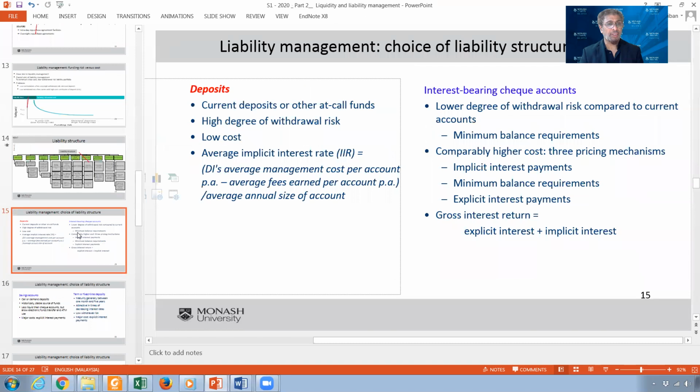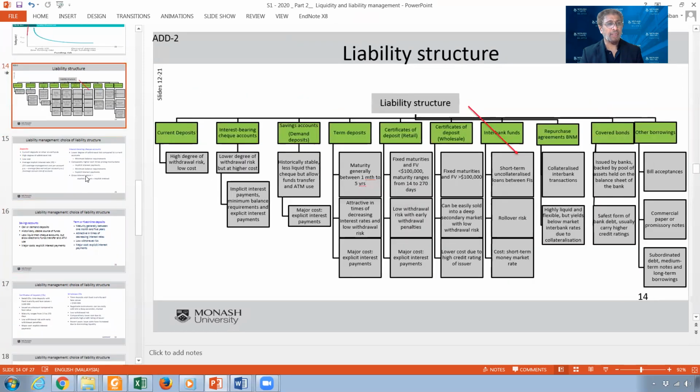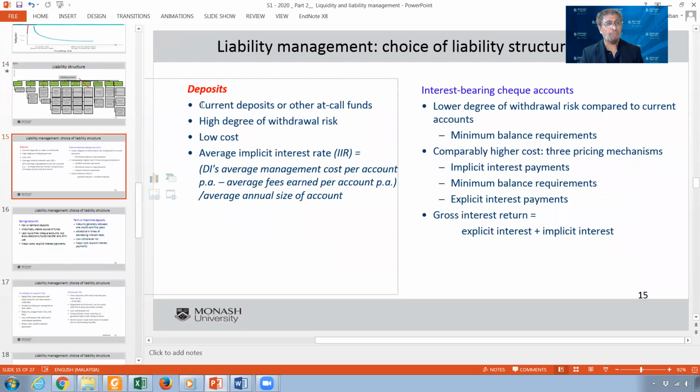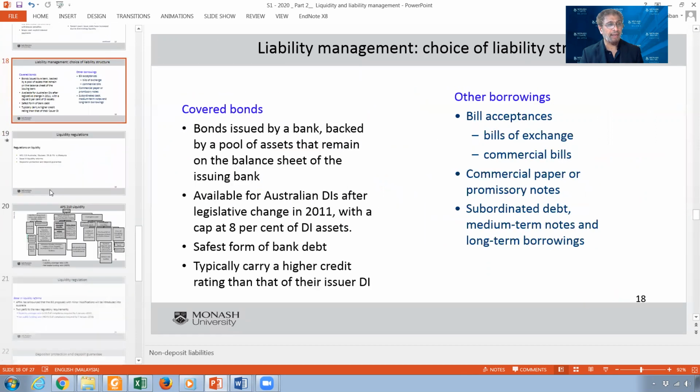So if we go to this slide and this slide and this slide, it is just explaining what I have said. If you want to know more about deposits, it's just what I said here. Interest bearing, they will tell you a lot about it here. It's the same thing I just explained now.